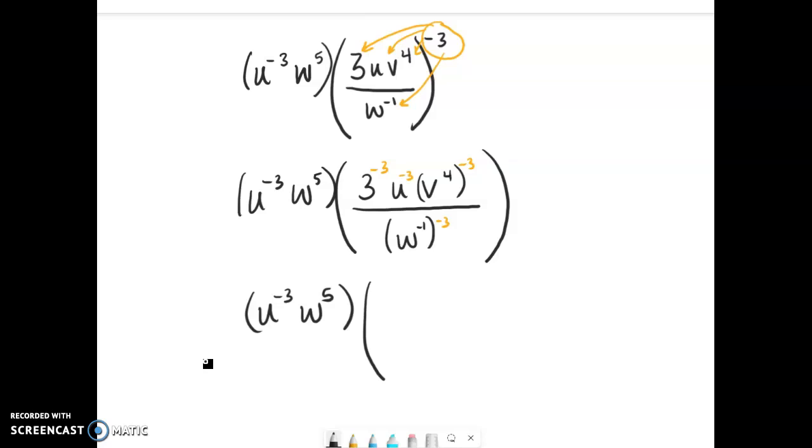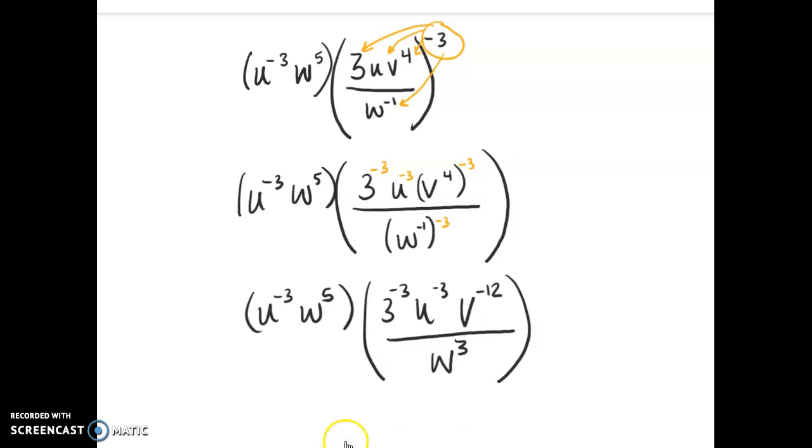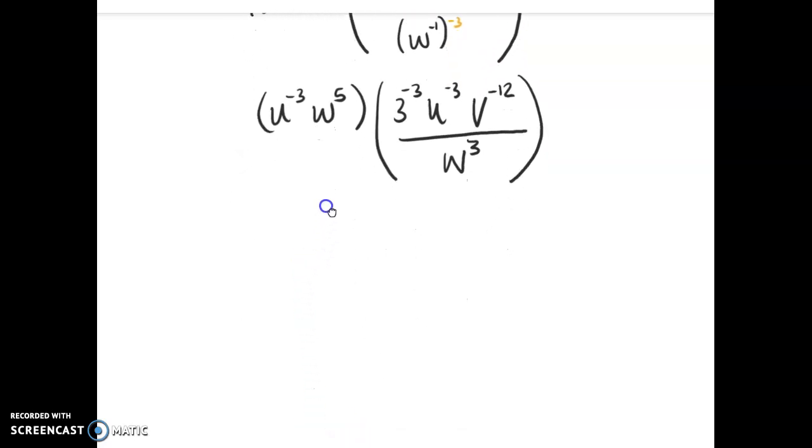So I am going to first do these powers raised to a power. V to the fourth power raised to the negative third power. This is a power raised to a power, so I multiply the exponents. So this will be v to the negative 12. And then I've got this one here, a power raised to a power. So this will be negative 1 times negative 3. Well, when you multiply two negatives together, you get a positive value. So we end up with a positive 3 in the denominator.